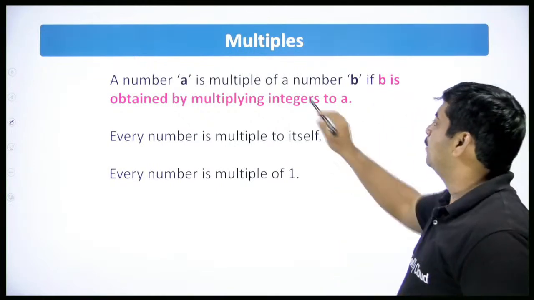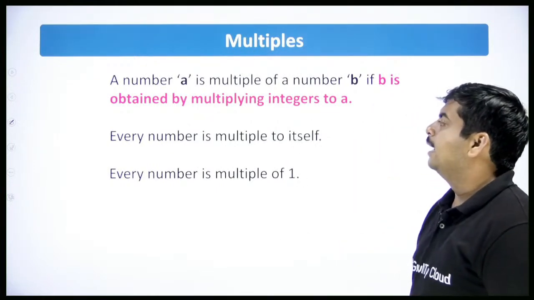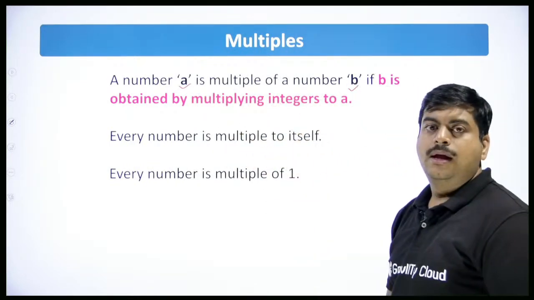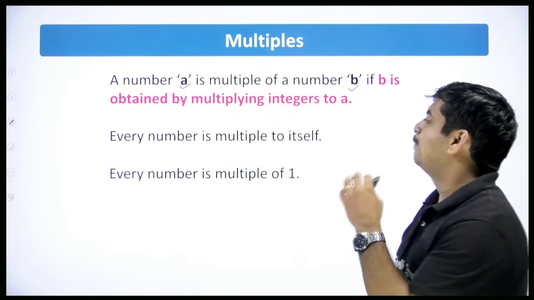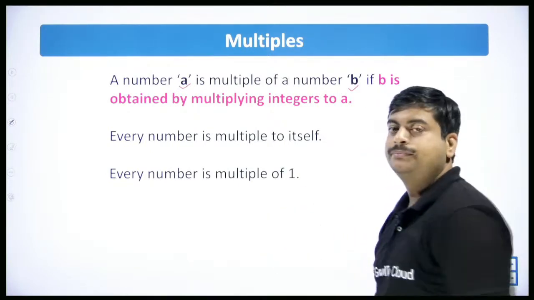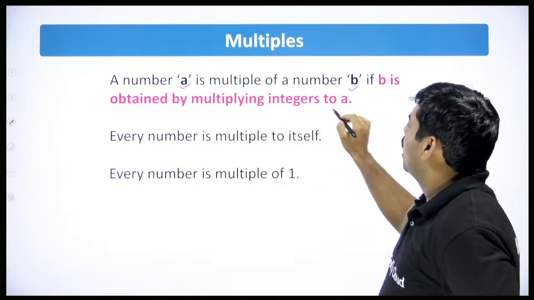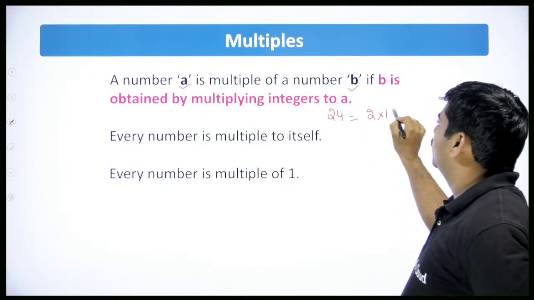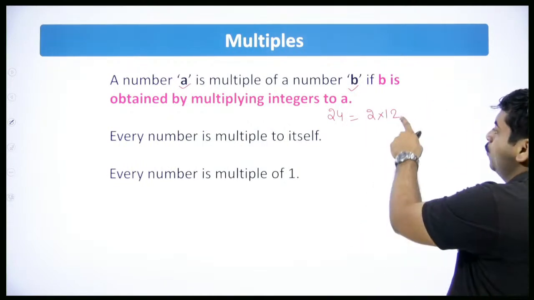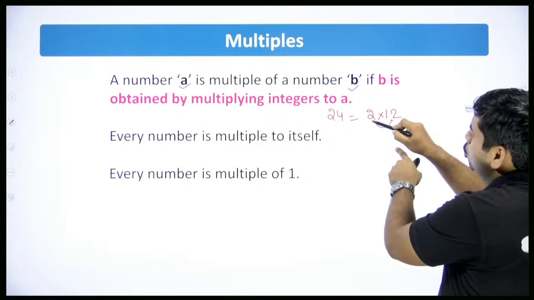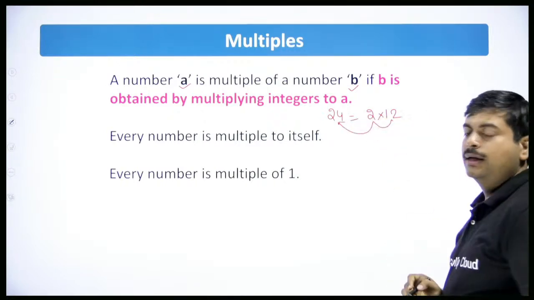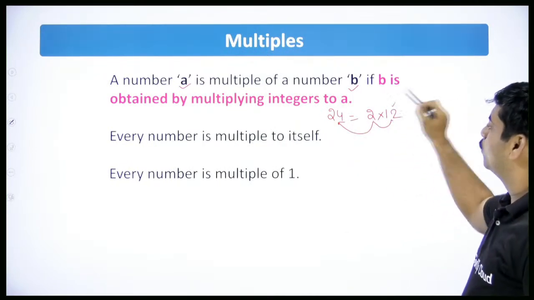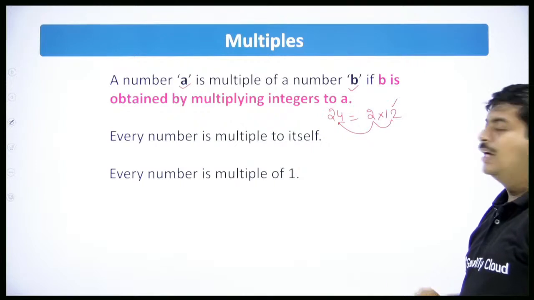A number A is a multiple of a number B if A is obtained by multiplying B by an integer. For example, I have the number 24. I can write it as 2 into 12. For the number 12, I am multiplying by 2 to get 24. So 24 is a multiple of 12.